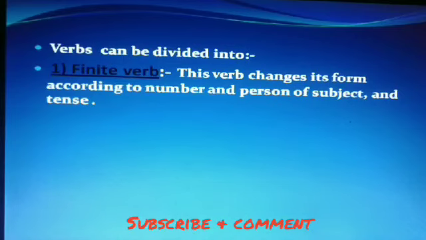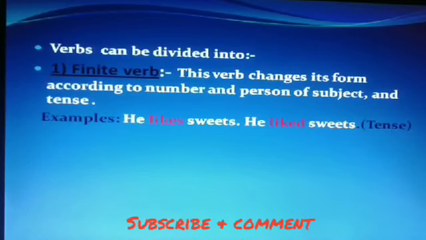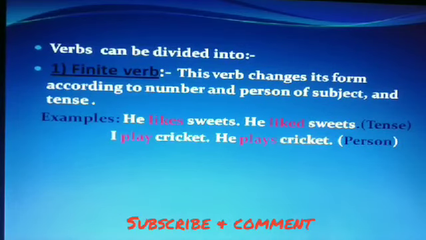He likes sweets, he liked sweets. The tense changes. The first one is simple present tense and the second one is simple past tense. With the change of the tense, the form of the verb is also changed. Now look at the second. I play cricket, he plays cricket. Here the person of the subject changes: I is first person while he is third person. The verb form changes. So it is a finite verb. A finite verb changes with the person. So here the person changes, and play also changes its form.